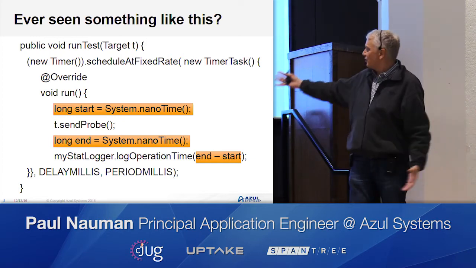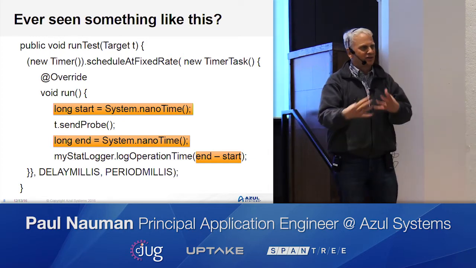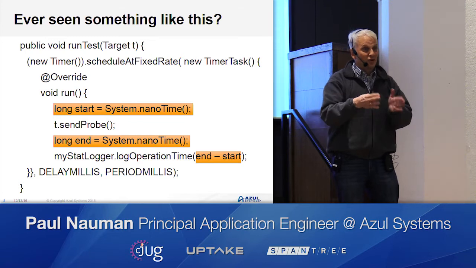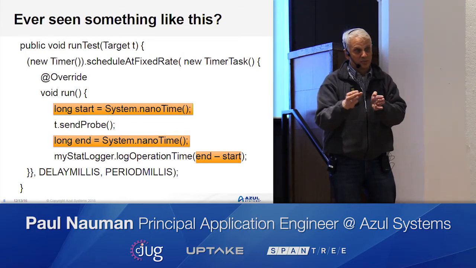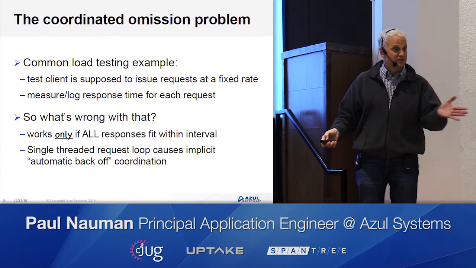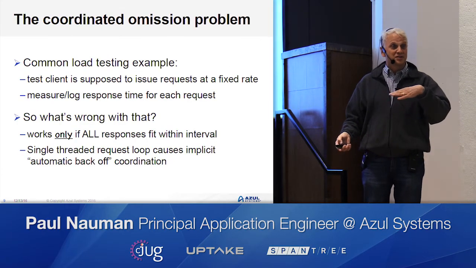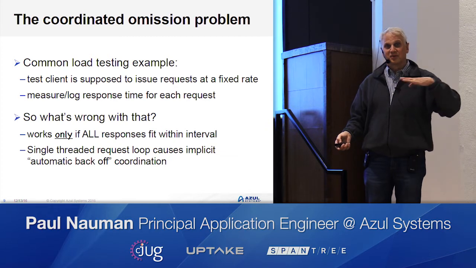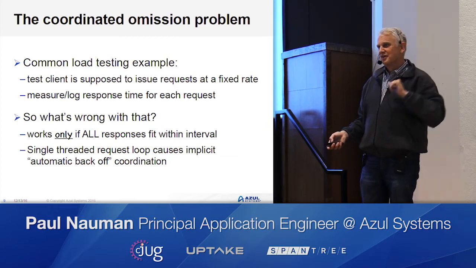Then you've missed a whole bunch of 10 millisecond samples. So when you take all your data that you put into your statistical logger, there's a whole bunch of data that's missing. There's a whole bunch of probes that never actually were sent. So your data is skewed badly and skewed optimistically. Your system looks like it's behaving a lot better than it really is.